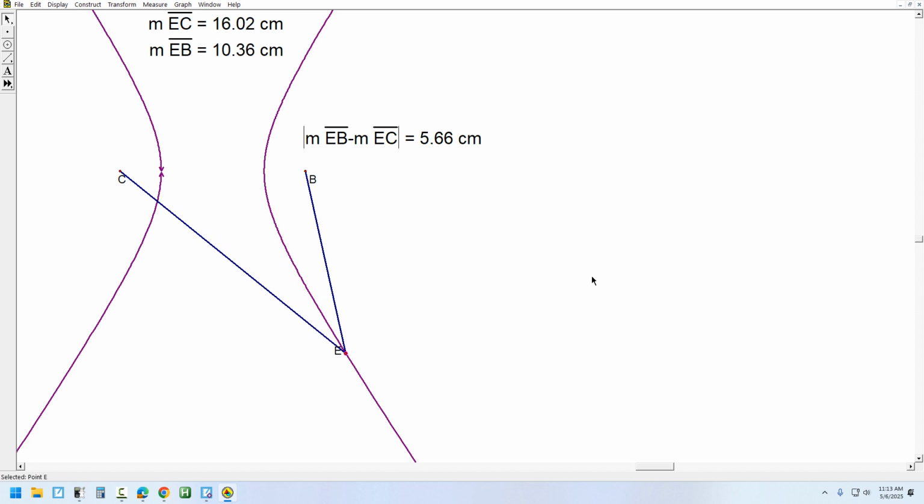On any hyperbola, it doesn't always have to be 5.66. It has to be the same number for a certain hyperbola. For this one, it's 5.66. All right, so any question on that? You're measuring the distance to two fixed points and subtracting, and it always comes out the same.